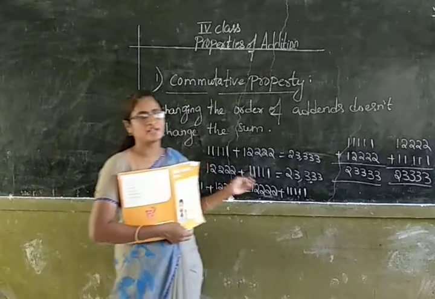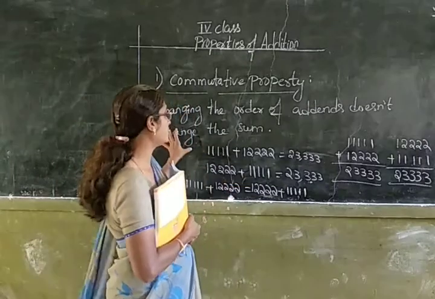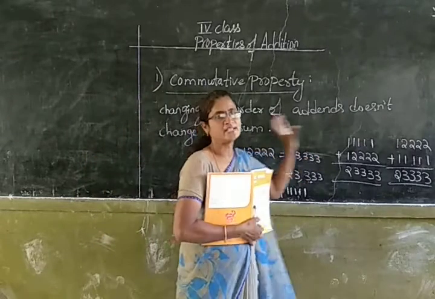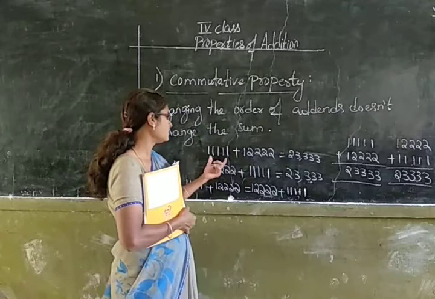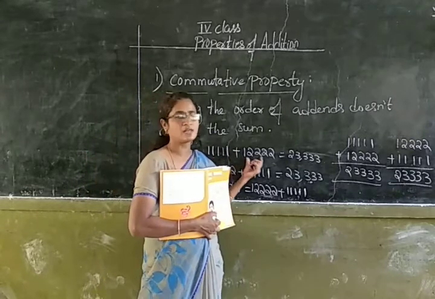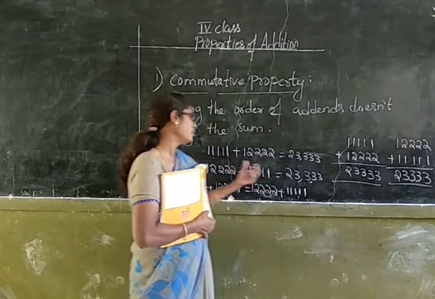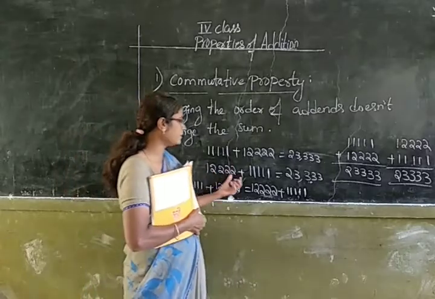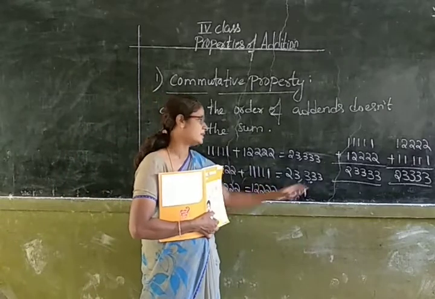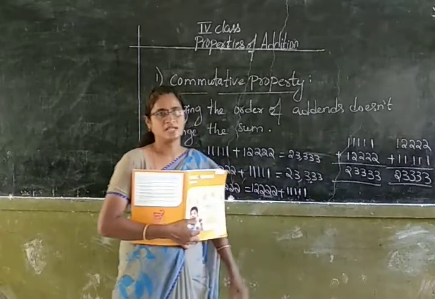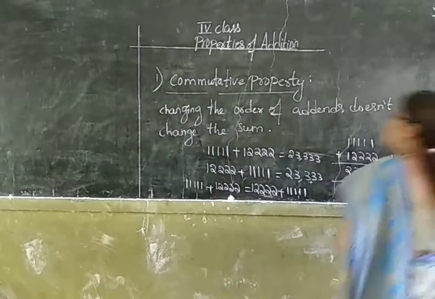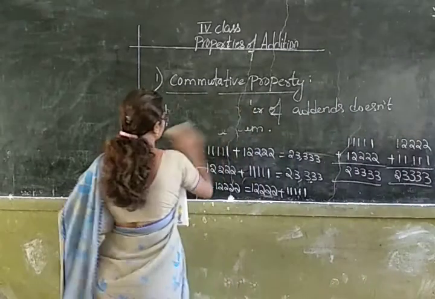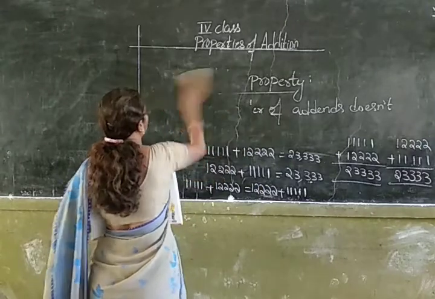Did you understand, children? What is commutative property? Changing the order of addends does not change the sum, which means if you add 11,111 to 12,222 or if you add 12,222 to 11,111, the answer does not change. This is called the commutative property. Okay, children? Now let us learn the next property, which is the associative property.